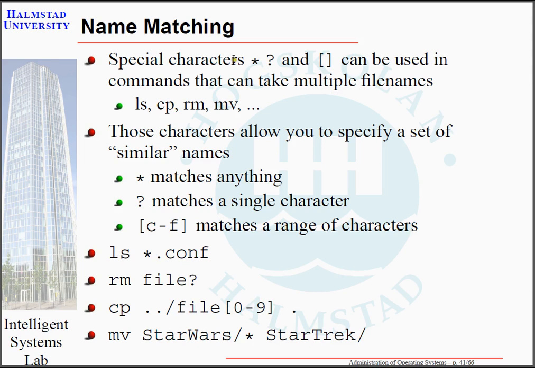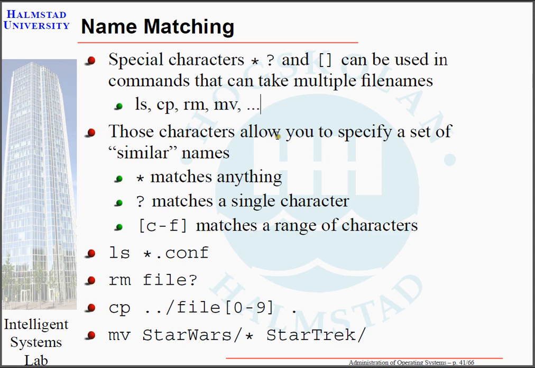When we talked earlier about special characters, I didn't really tell you what they mean. So three or four of the special characters I want to talk about are star, question mark, and square brackets. And they are used for something called name matching. They are wildcards. So they can be used with a lot of commands, especially ones that operate on files, although not only; you can use them with almost any command.